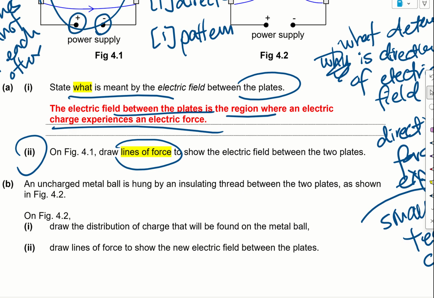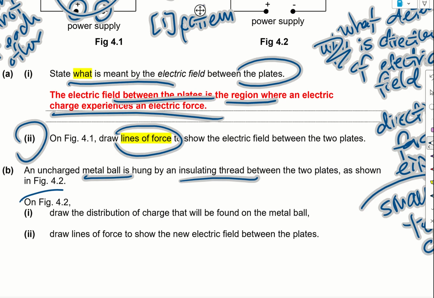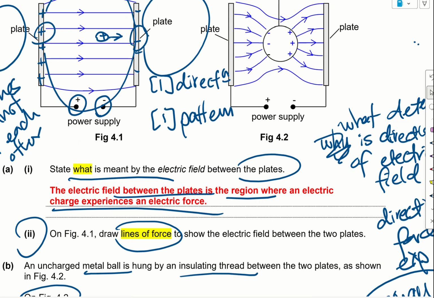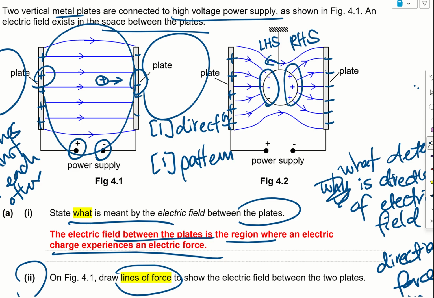Part B, an uncharged metal rod, and we take note that this is a conductor. Electrons can flow freely inside. It is hung by an insulating thread. That means it's not earthed, between the two plates, as shown in figure 4.2. So you need to draw on figure 4.2 the distribution of charges. Since the polarity of the plates is as shown, electrons will be attracted to the left hand side of the metal rod, leaving behind the positive charges on the right hand side. And then we will draw our field lines according to the direction and the pattern.